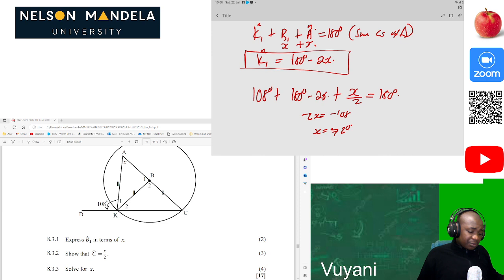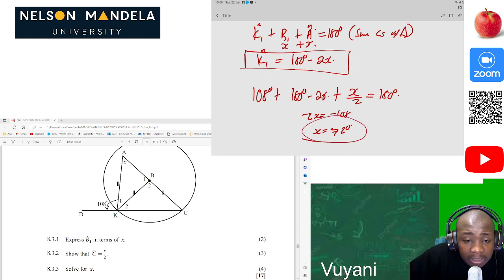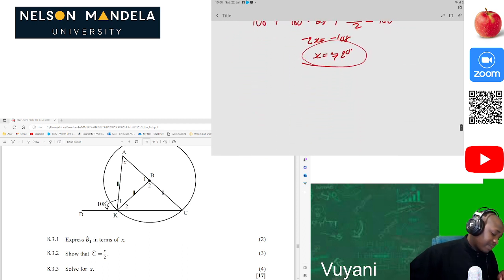Okay, then after that we are happy, because that's negative 2 plus 1, that's negative, then we have x to be 72 degrees. So actually we were answering for x. Oh, we didn't answer 8.3.2 properly, we were answering x. Let's rectify that mistake.